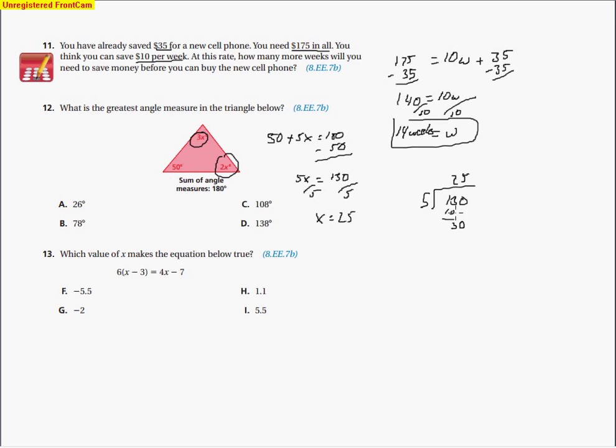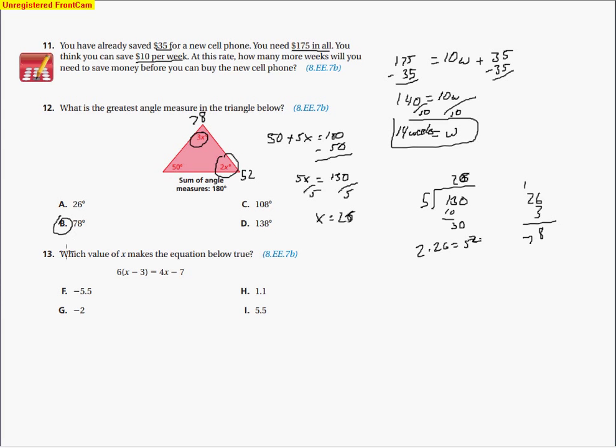Let's see here, 30, 60, 26. That should be a 26. So now we would need to find out what this angle measure is. So doubling 26, so 2 times 26 gives me 54, or 52. So this angle is 52. And then if I triple 26, that gives me 78. So it looks like 78 degrees is the largest angle in this case.